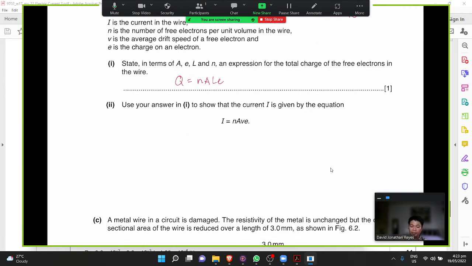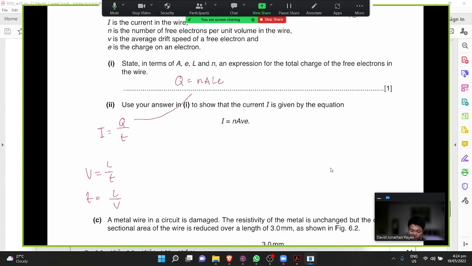Right, let's now move to the bottom portion. Here you are asked to prove that I is exactly equal to NAVe. We can start off with the definition of I, which is charge over time. We can also redefine V equals L over time, making time equal to L over V.